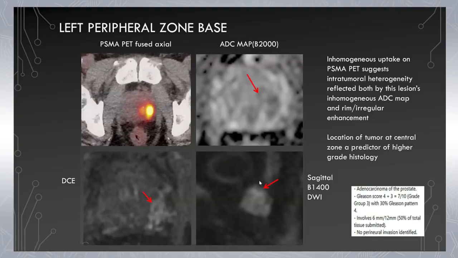So this is an inhomogeneous area of uptake on PSMA PET that suggests intratumoral heterogeneity, reflected both by the lesion's inhomogeneous ADC map and rim irregular enhancement, and also the location. The location of the tumor at the central zone portends a predictor of higher grade histology. And this was in fact Gleason 4+3, grade group 3 with 30% Gleason pattern 4.